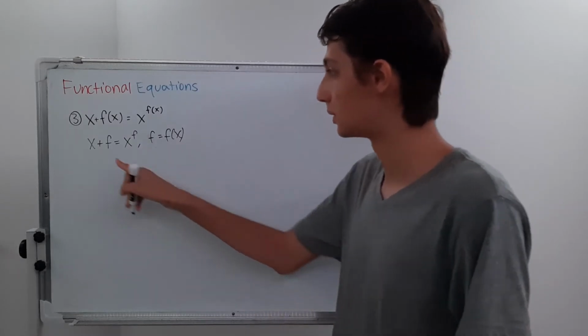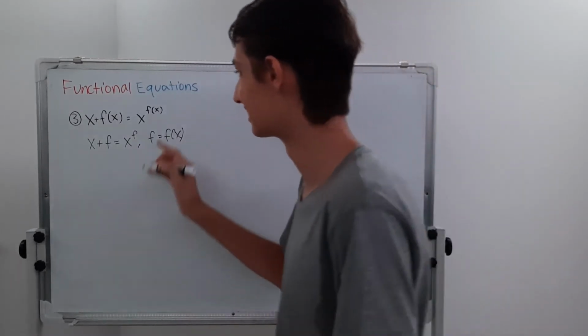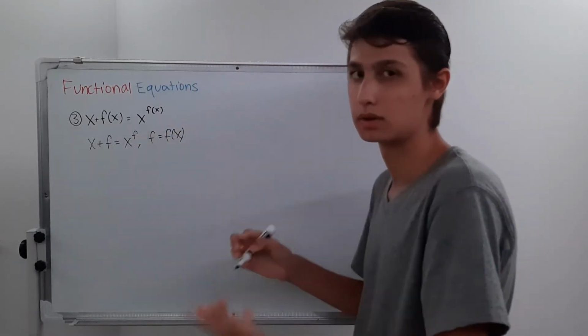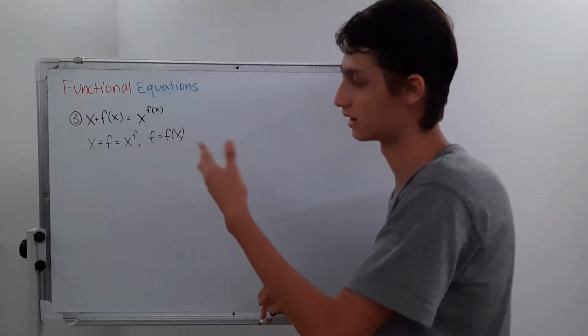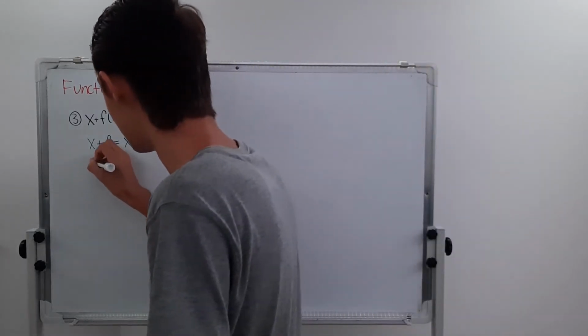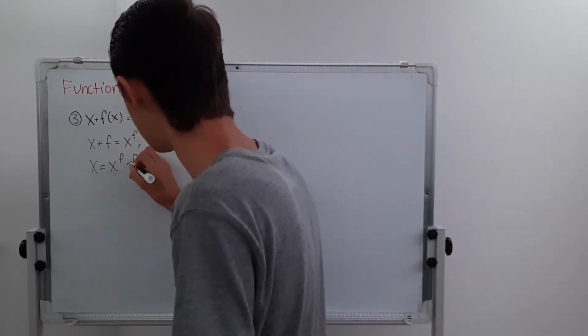But yeah, so all we have to do is isolate the f. Sounds easy. Easier said than done. So x plus f equals x to the f. The first thing you kind of want to do is probably isolate, or not really isolate, but move all the f's on both sides. So you can say that x is equal to x to the f minus f.